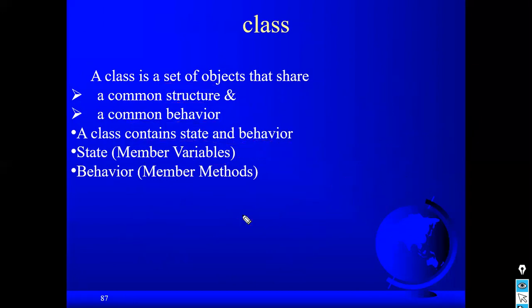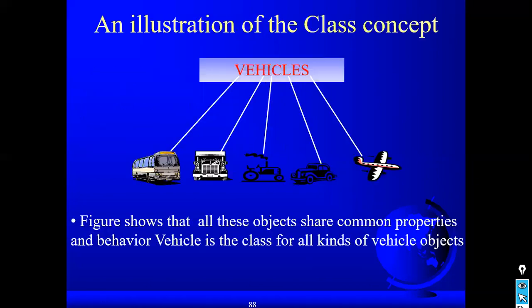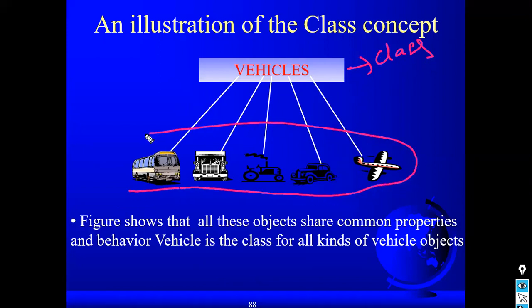So let's have some real-time example of a class. If we say vehicle is a class, then truck and all these types of vehicles are the objects.